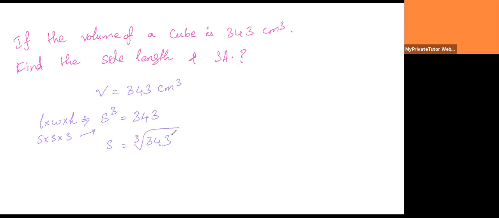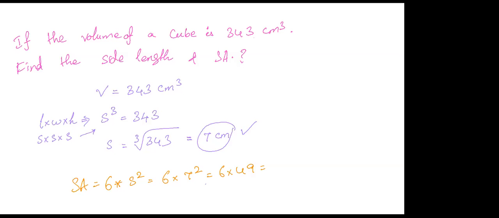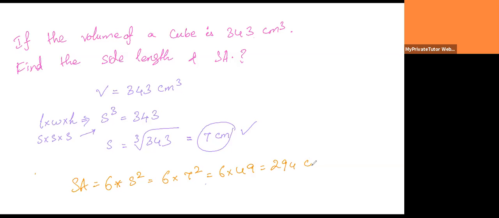We learned the cube roots in a separate webinar, right? So it's 7. So 7 centimeters is the side length. We got the first part, the side length. Now please try to figure out the surface area. It's a very straightforward formula: 6 times side squared, which is 6 times 7 squared. What is 6 times 49? 294 square centimeters.